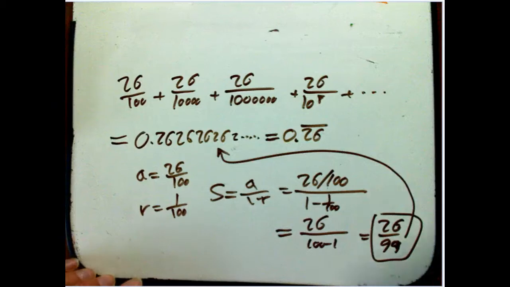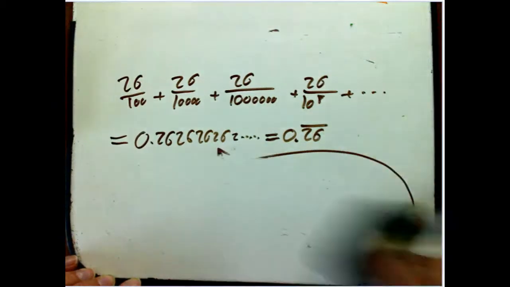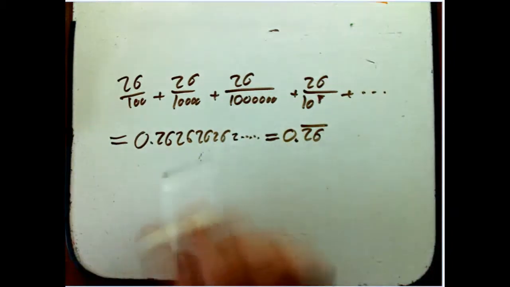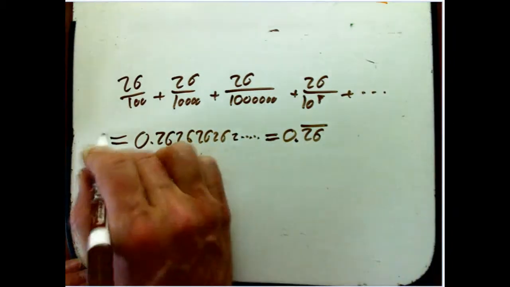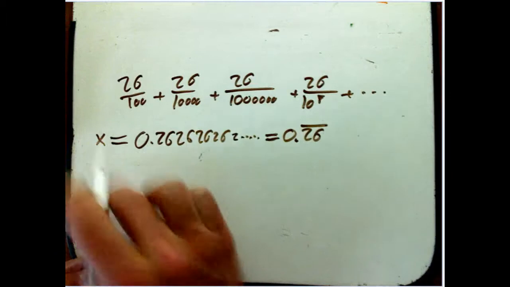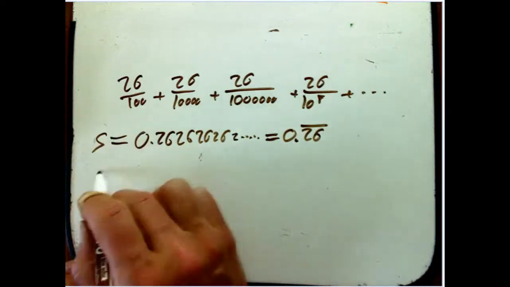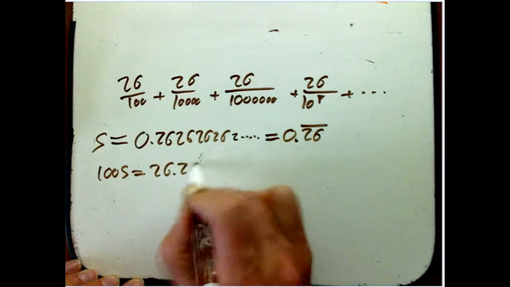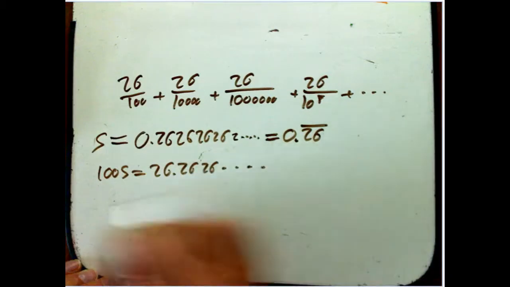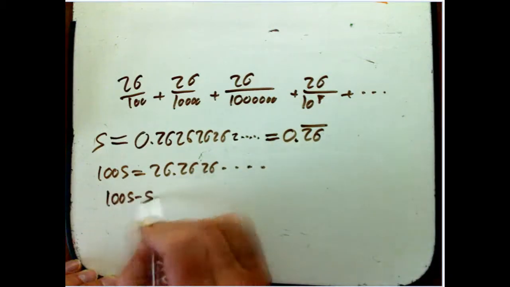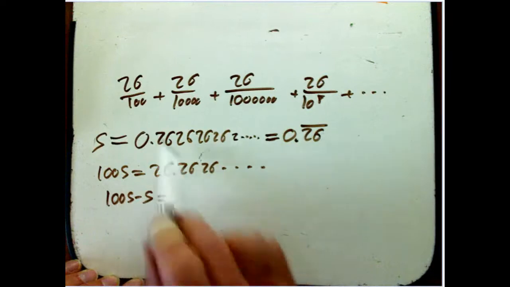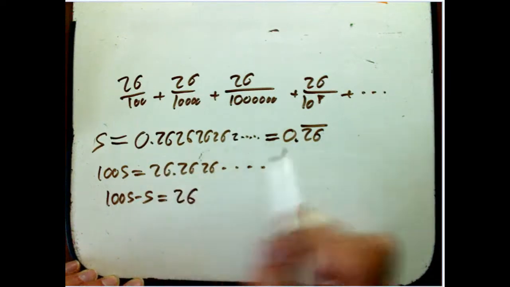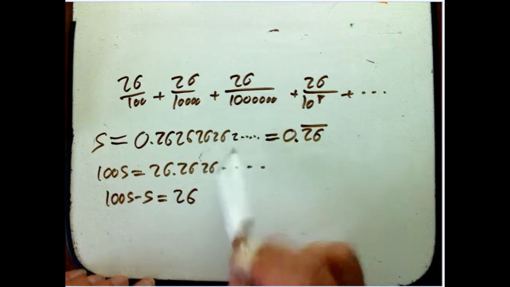Just one thing. The usual way people demonstrate this, being pretty cavalier about ideas of infinity, is you say let's let that equal x, or let's say s. And then notice that 100s is 26.26 repeating, and then do 100s minus s. What it looks like is that all these decimals cancel out except for the 26. And that actually gives you the right answer, but it's pretty darn sketchy.